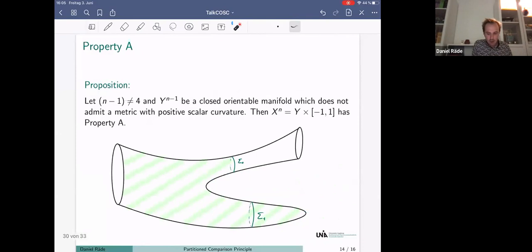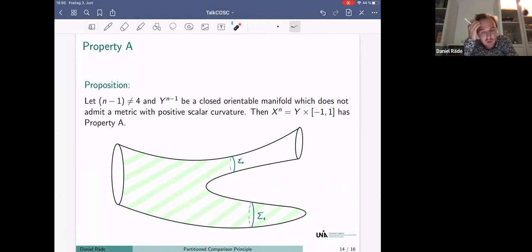Okay, so I will use 5 more minutes. I'm sorry, I'm going a bit over time, but I want to say what this property A is. We have a lot of nice statements for bands of property A. And now we need to actually say that there are some.